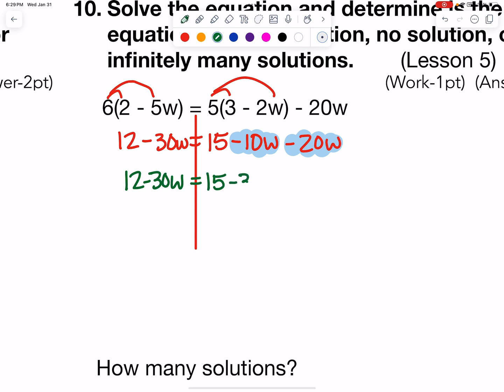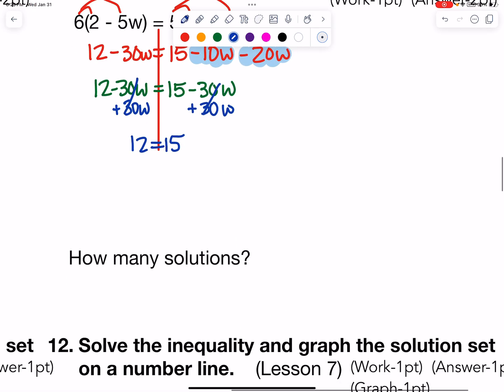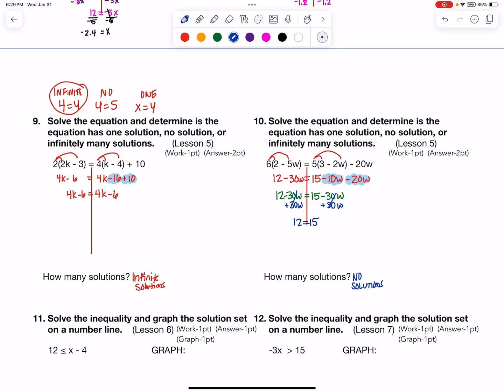And when we do that, we end up with 12 minus 30w equals 15 minus 30w. So these ones don't end up being the same thing, but if we continue this on, look what happens. The minus 30w's, the coefficients are the same. So if I do the same thing to both sides, those go away, and I'm left with 12 equals 15. Two numbers that do not equal each other, which means that we have no solution. Okay, so there's those two examples.